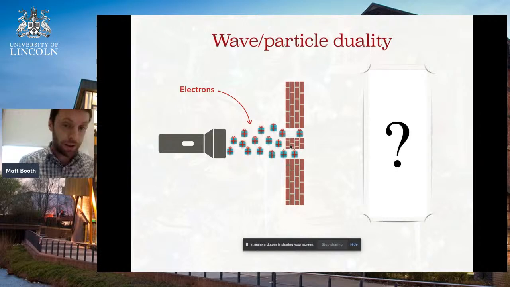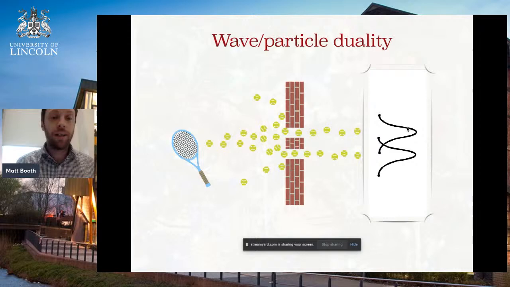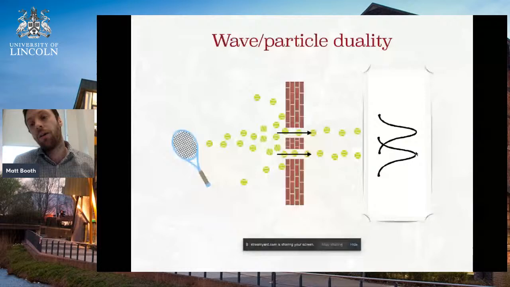Well, if electrons really are particles, then we would expect perhaps something like this. We could think about these as little tennis balls. If you have two holes in a wall and you hit the tennis balls at the wall, they would only go through if their direction allowed them to go through these slits. So we would expect to see peaks centered at each slit. If you have two slits, we'd expect to see two peaks.